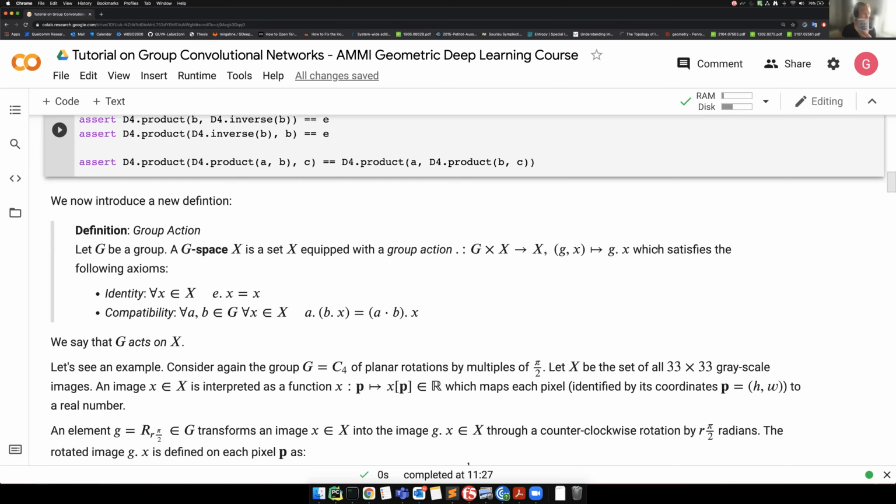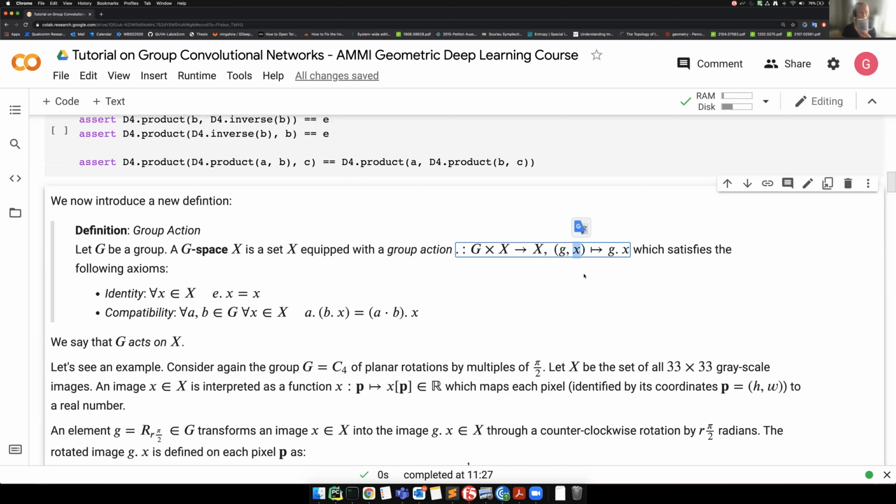So, for example, this small x is the mug in this position. This element G is a rotation by 180 degrees, and G times x is going to be this. This is x. This is G times x. And note that G times x belongs to the set of all mugs, all the possible mugs.